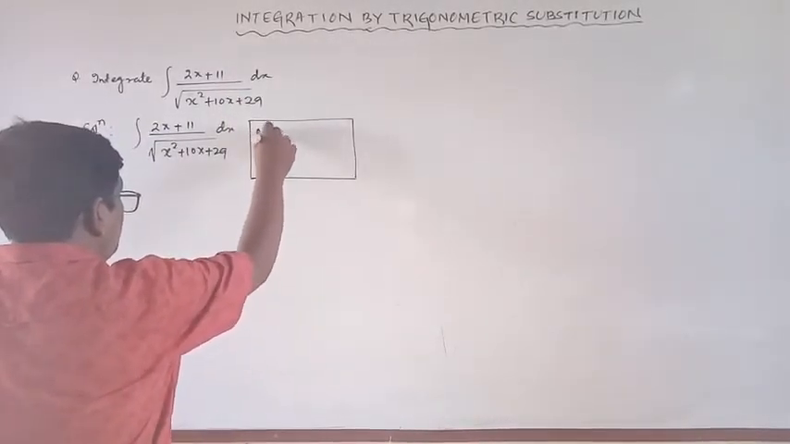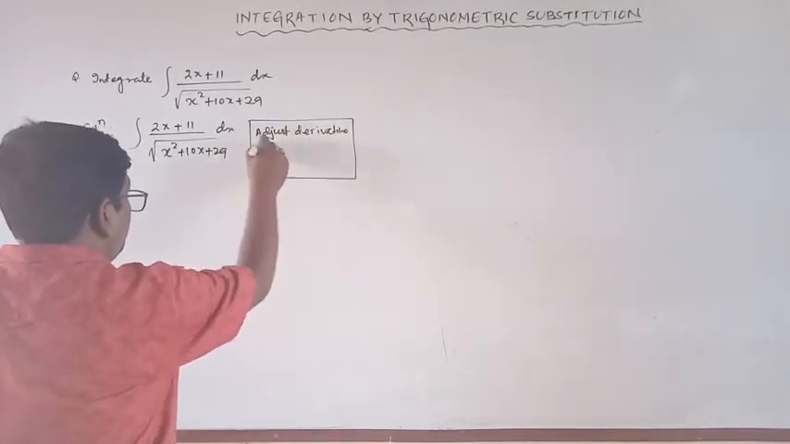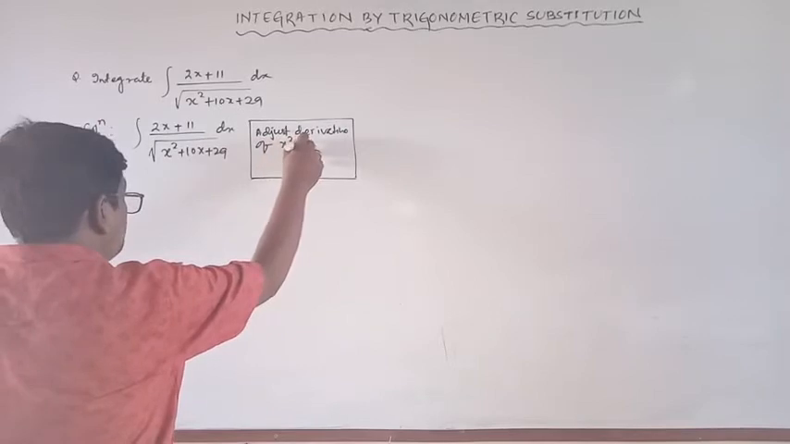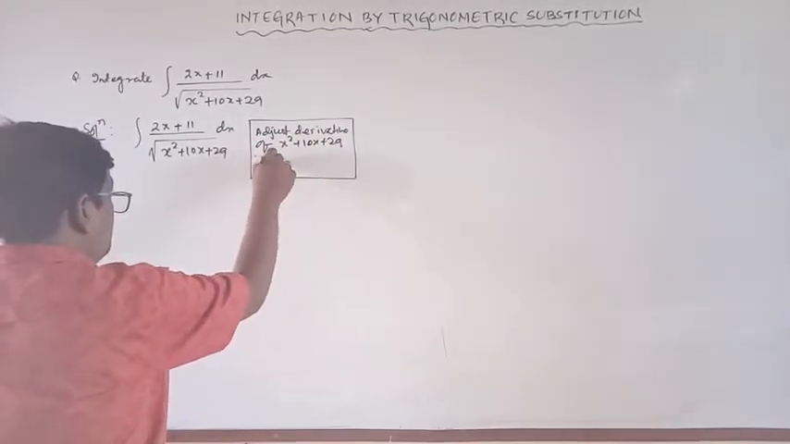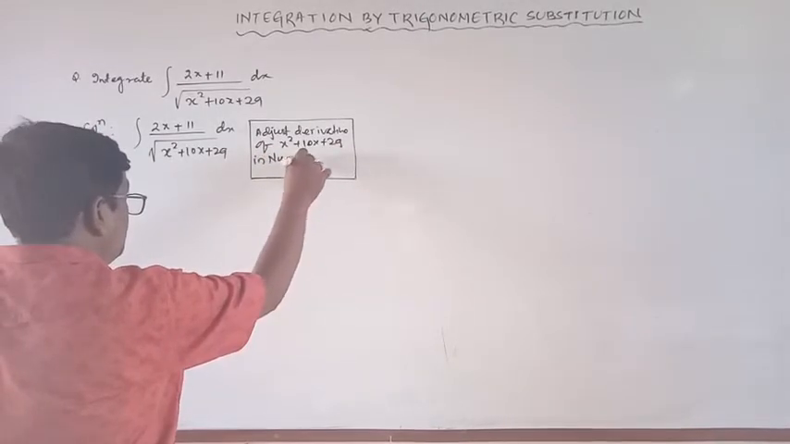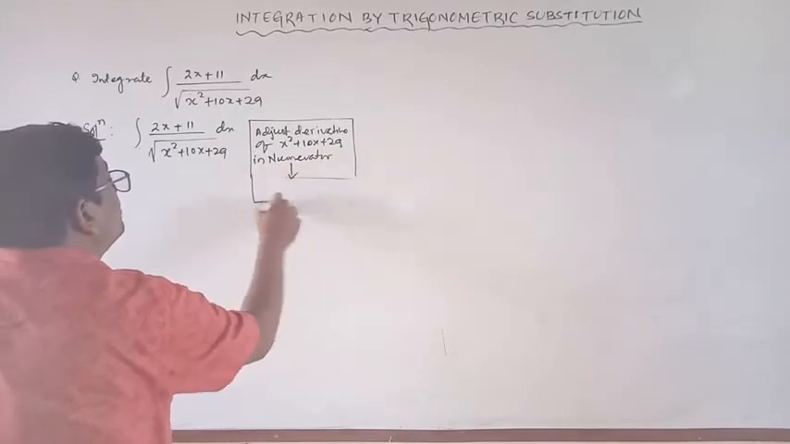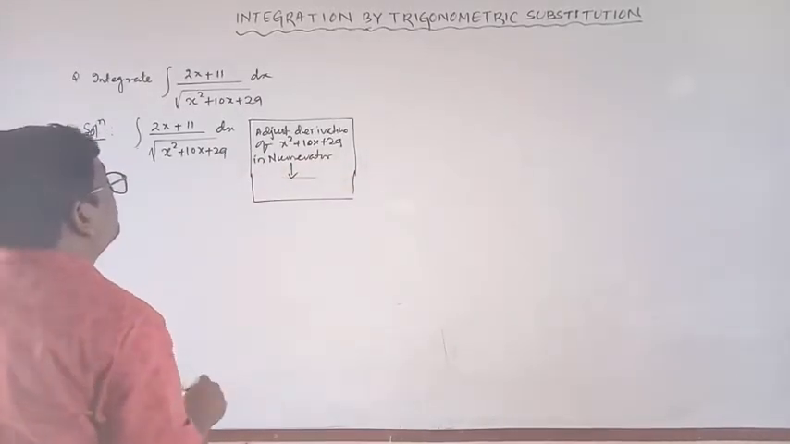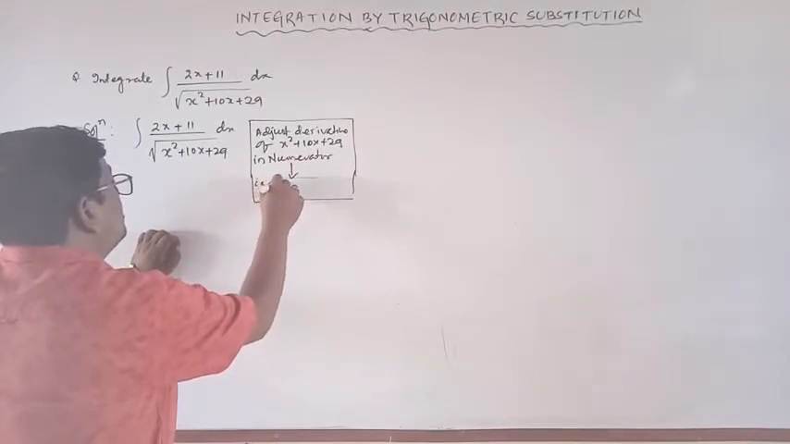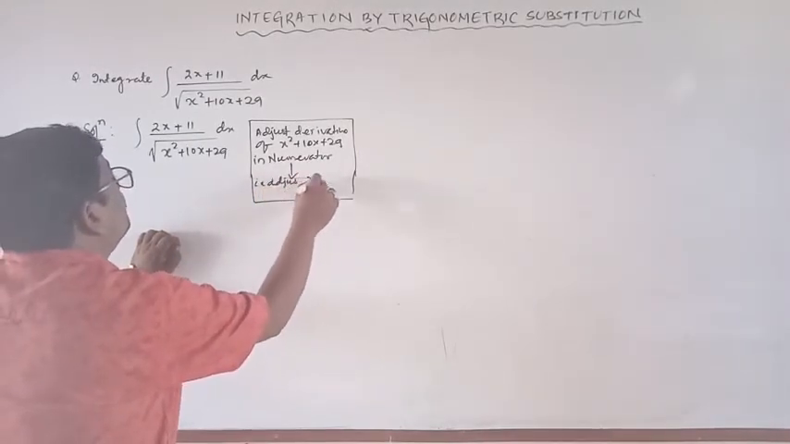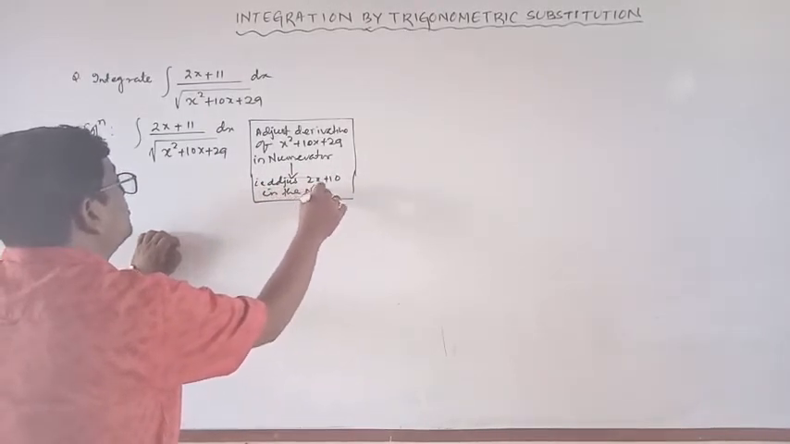We have to adjust the derivative, what is the aim? Adjust the derivative of x square plus 10x plus 29 in the numerator. This is the concept. So what is the derivative of this? The derivative of x square plus 10x plus 29 is 2x plus 10, so adjust 2x plus 10 in the numerator.